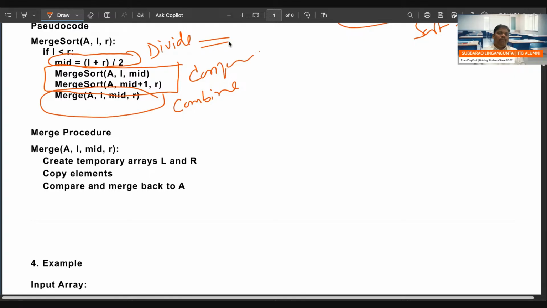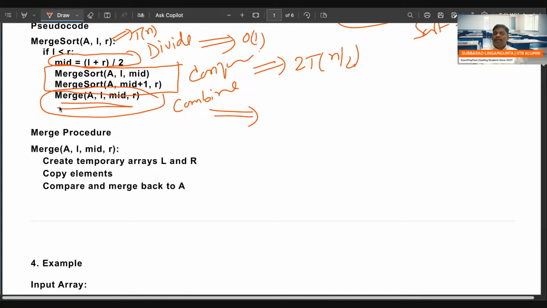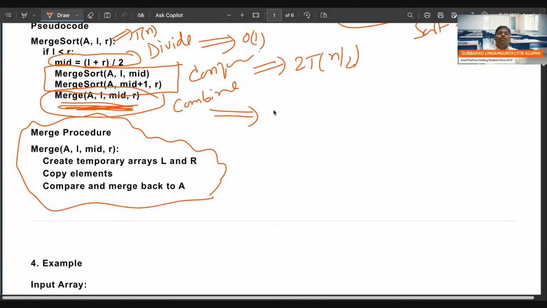In the divide step, there is no algorithm, nothing, just constant time. In the conquer step, recursion will take 2T(n/2) time because of two halves. Assume that sorting the total array takes T(n) time. The first half will take T(n/2), the second half will take T(n/2). In the combine step, one loop is there. It is a merge algorithm, one function call. If you go inside that function call, some story is there. The merge algorithm will take n time.